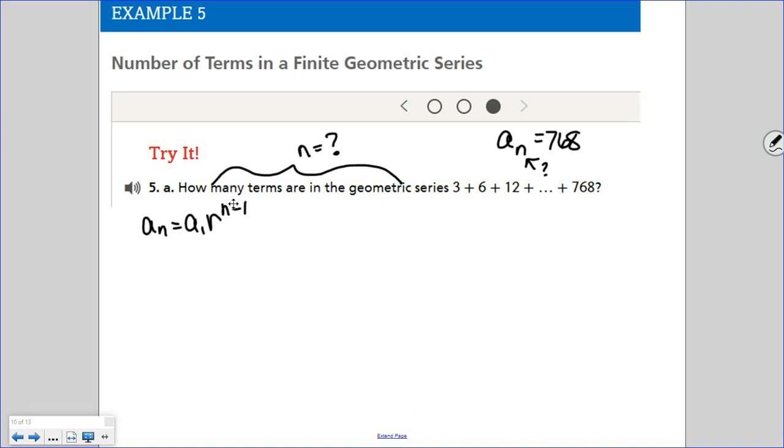So I can use what I know. I know the last term is 768. I know the first term is 3. The common ratio, I'm looking at what I have to multiply to get the next term. 3 times 2 is 6. 6 times 2 is 12. So r is going to be 2 to the n minus 1. And now I have an exponential equation.